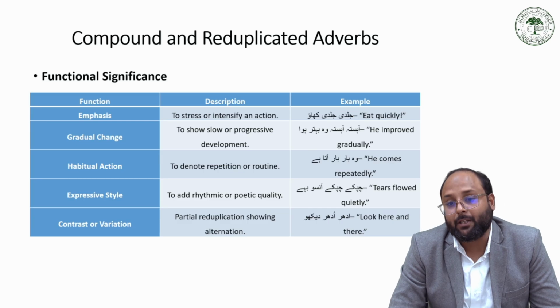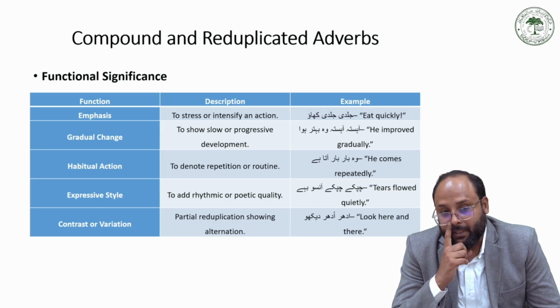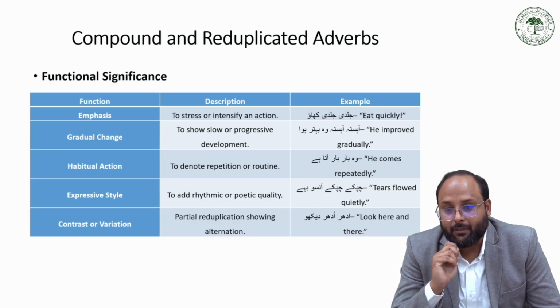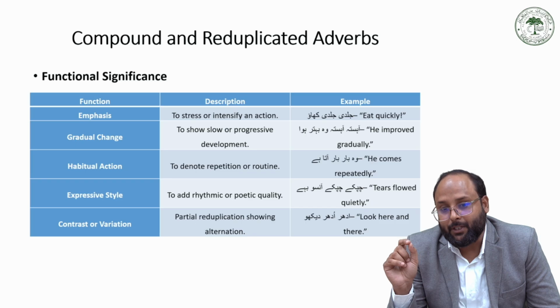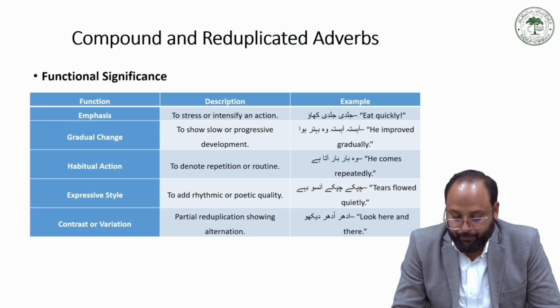Sometimes we use colloquial words like हल्का फुल्का खाना, थोड़ा बहुत, हल्का फुल्का, कभी कभार. And in terms of contrast or variation, we have idhar udhar. So this kind of contrast or variation gives a partial division showing alternation. Like idhar udhar, आगे पीछे, this kind of thing.